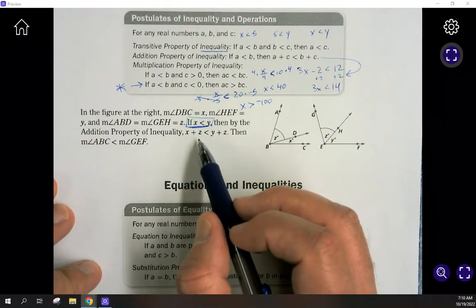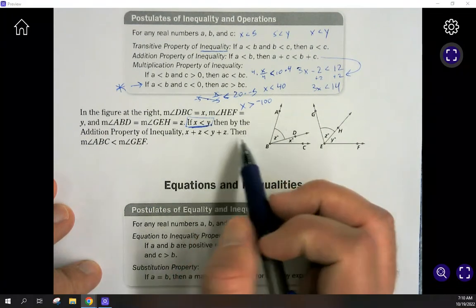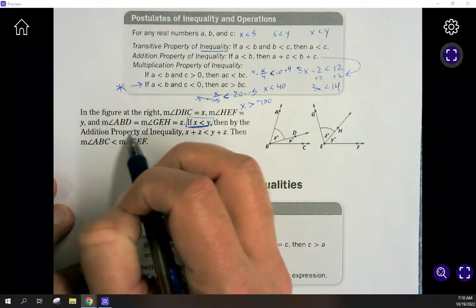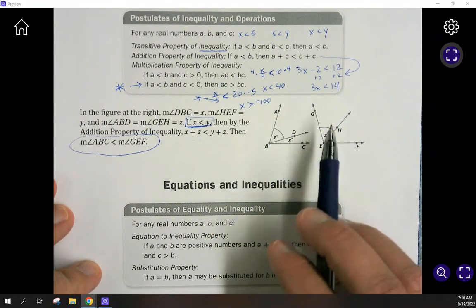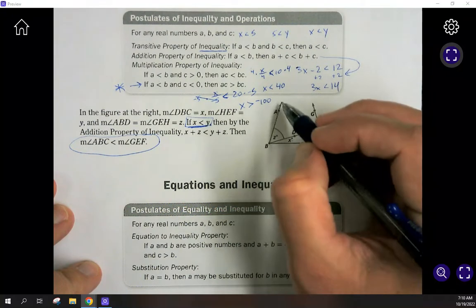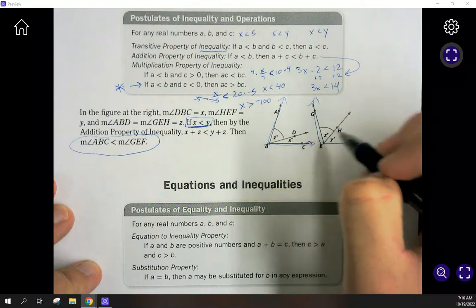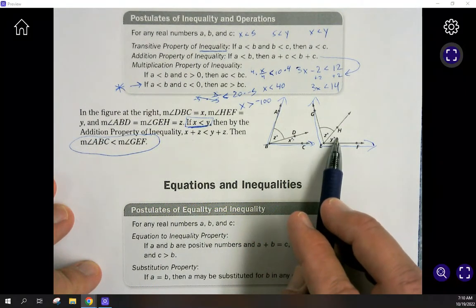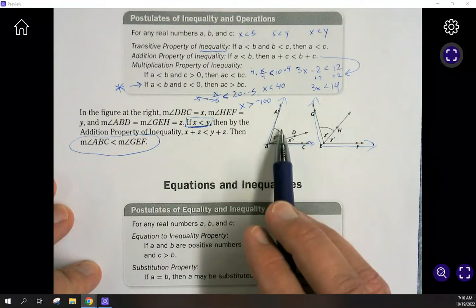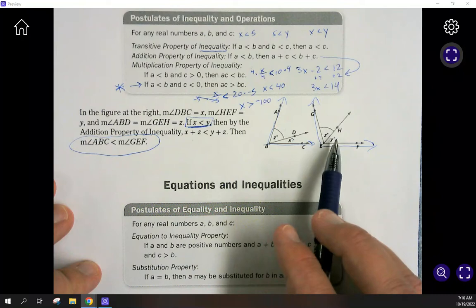X was less than Y. I add this angle Z to both of them. This side is still less than. So I'm now allowed to assume that angle ABC is less than angle GEF. So this whole angle is less than this whole angle because I knew X was less than Y, and all I've done to create these bigger angles is add Z to both of them. So that's not going to change the fact that this is still less than this.